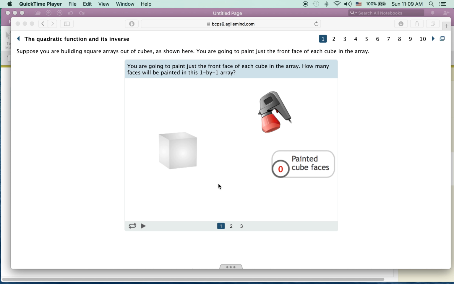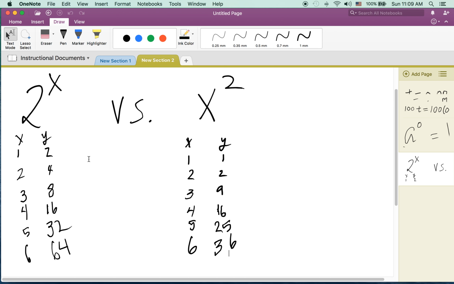Okay, so we're looking at quadratic functions today. We're going to learn about its inverse. So quadratic functions, any function that's exponentiated to the second power. So x squared, it's a quadratic function. It's easy to get quadratic functions and exponential functions all mixed up.